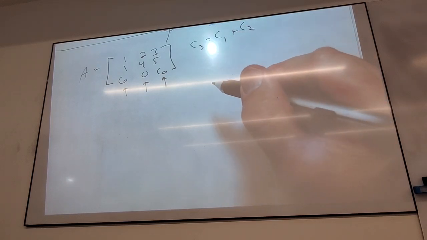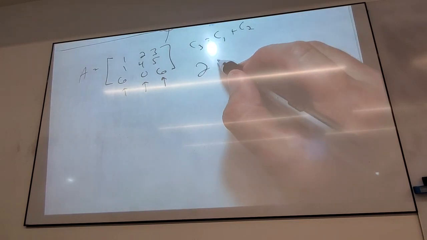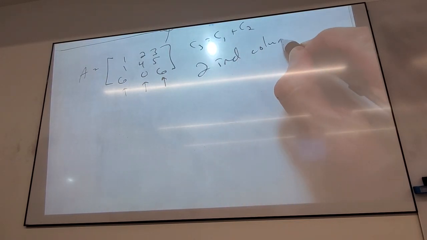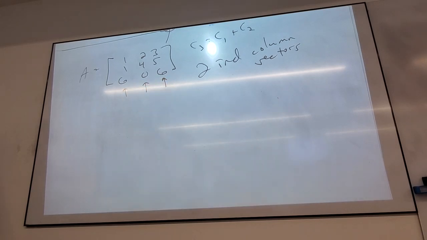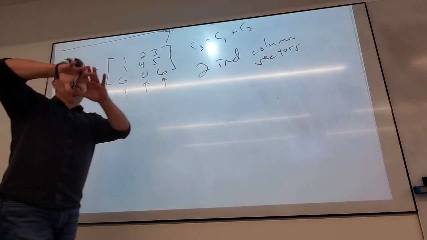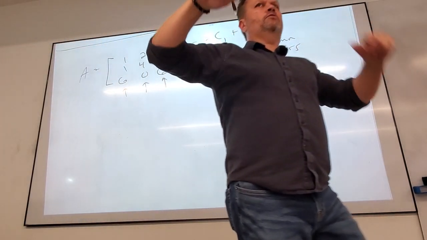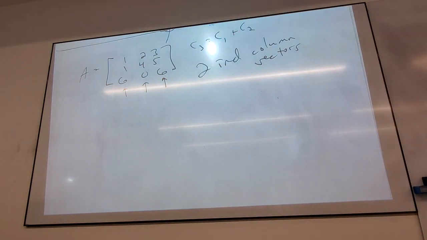How many? 2. Yes, there's 2 independent column vectors. So this collection of vectors, what type of region do they describe? A plane. Because there's 2 independent column vectors, they can construct a plane.